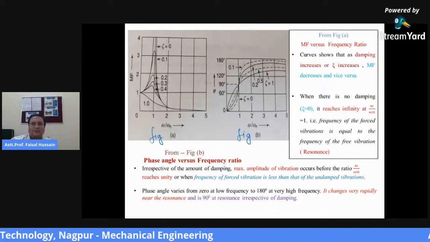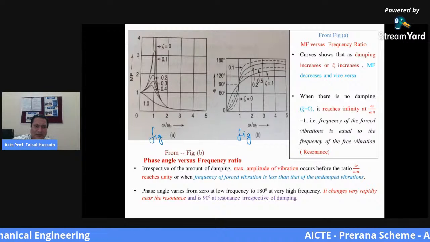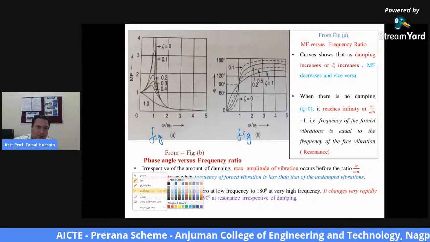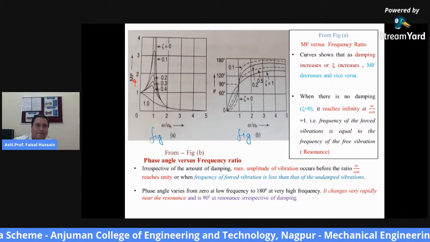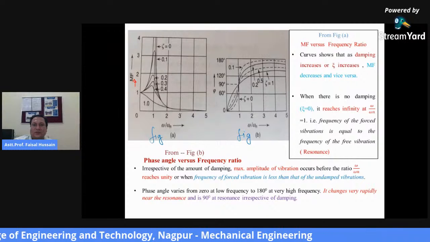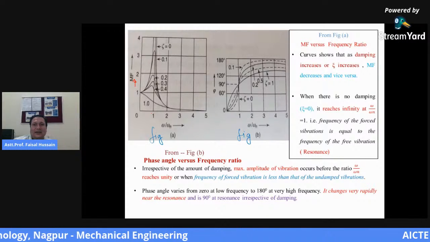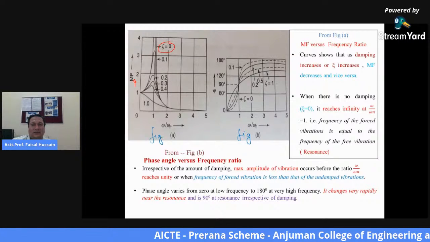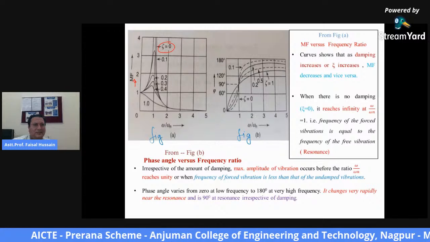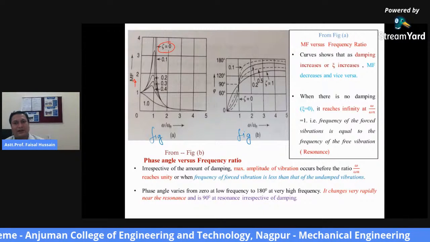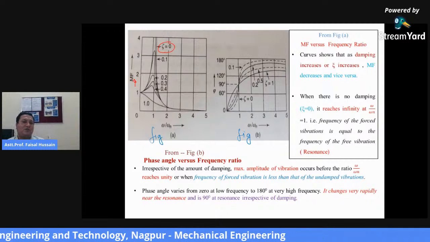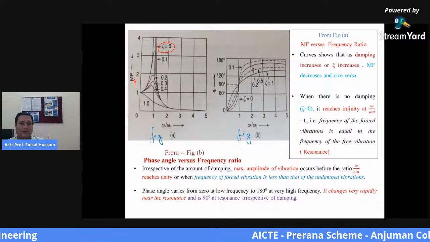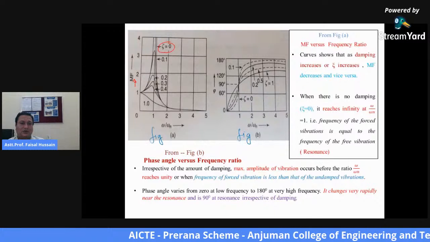Here on the y-axis, this is your magnification factor, and on the x-axis it is your frequency ratio. Also, in this graph we can see that when there is no damping, it means that zeta equals what? 0. Okay, if zeta is 0, the magnification factor reaches what? Infinity. And if it reaches infinity, it means that the frequency of forced vibration will be equal to the frequency of free vibration. Resonance will occur.